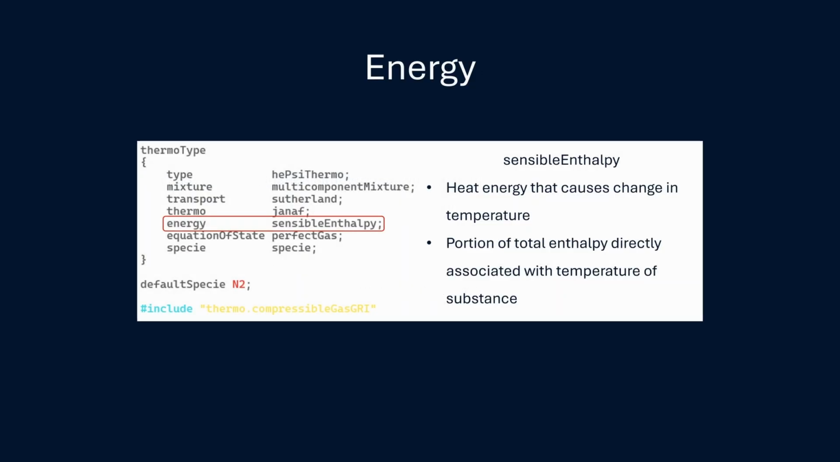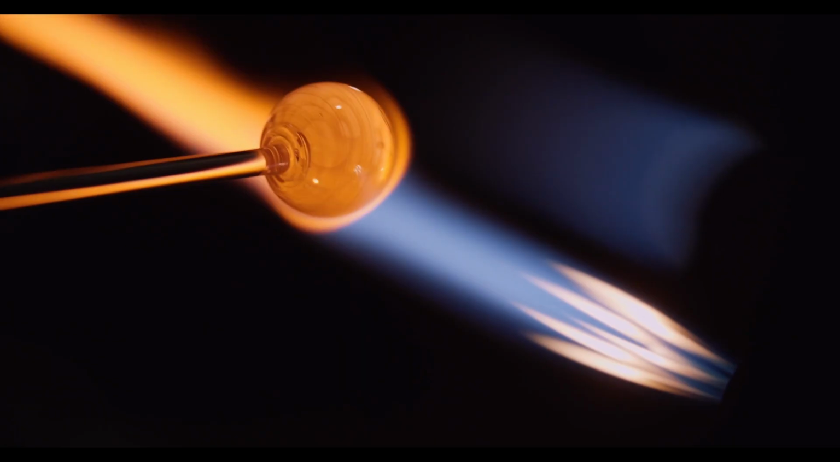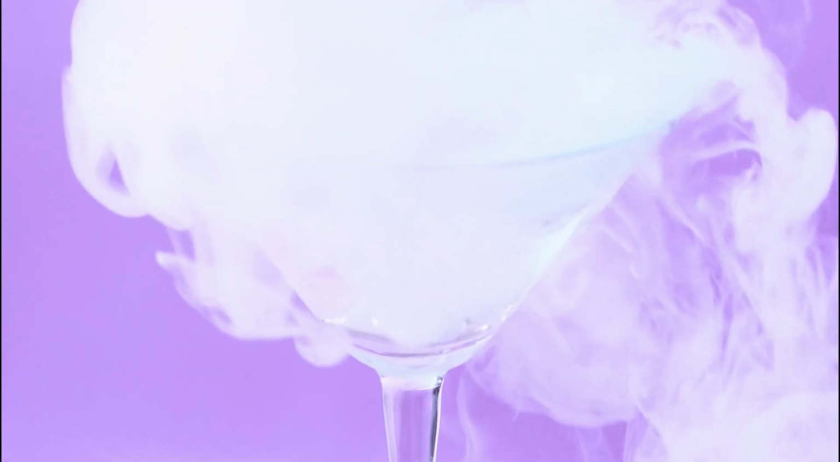Sensible enthalpy talks about heat energy that causes changes in temperature during flow physics. The sensible part talks about the portion of total enthalpy that is directly associated with the temperature of substance and not just expansion work. This is calculated using integration of specific heat capacity at constant pressure with respect to temperature. So why use it? In many fluid dynamics problems, especially single phase gas flows, even reacting ones, the changes in sensible enthalpy is directly related to the heat added or removed that causes temperature changes.